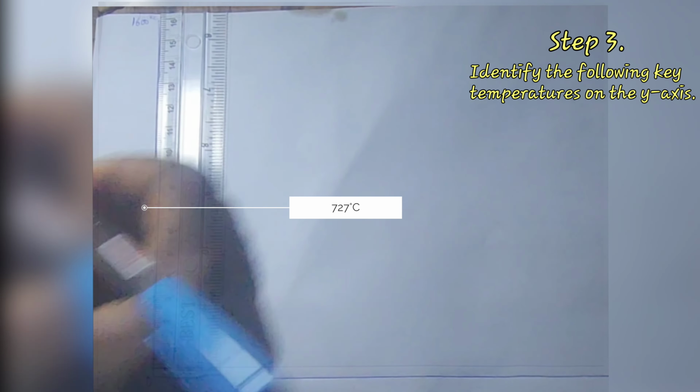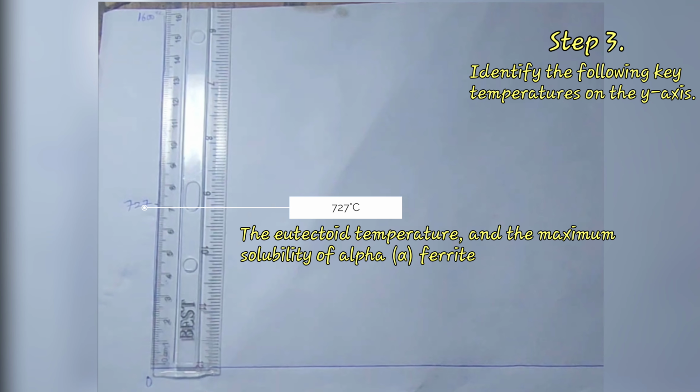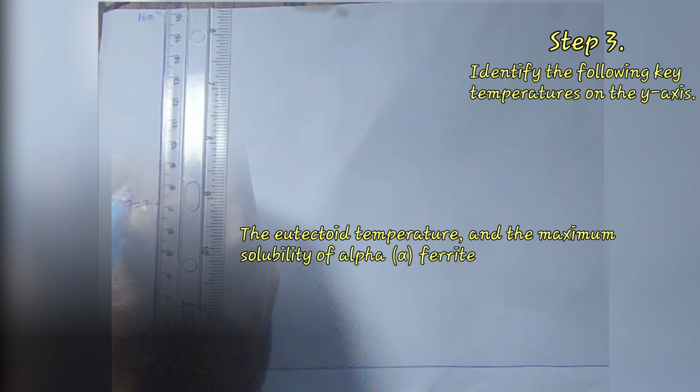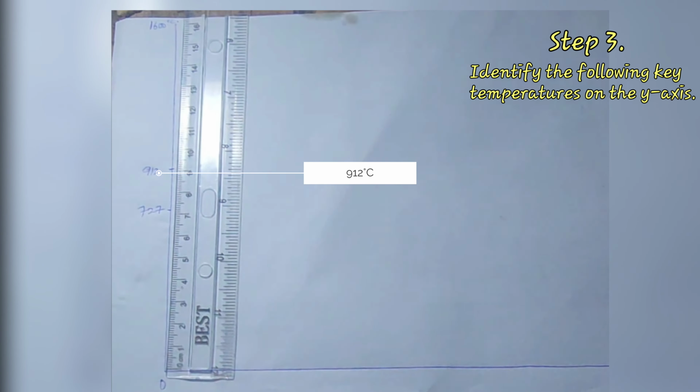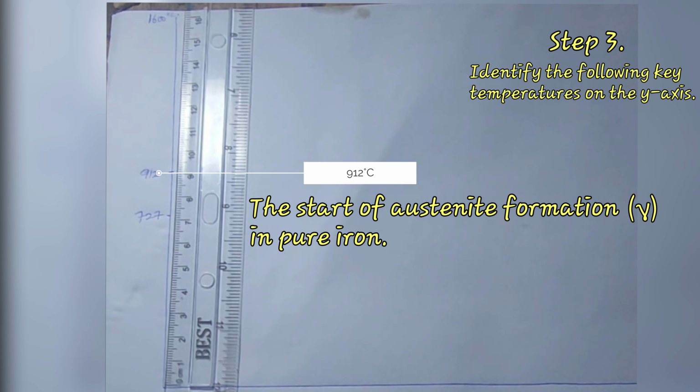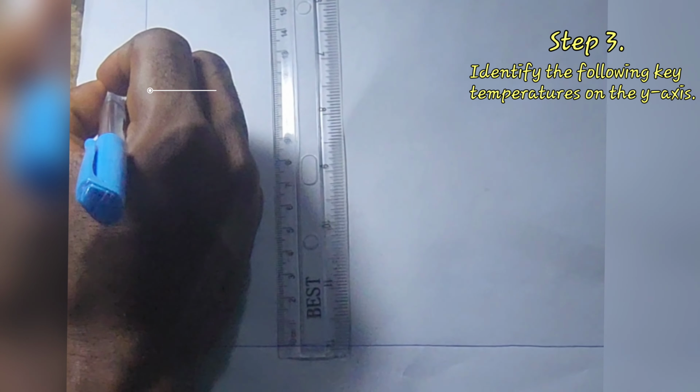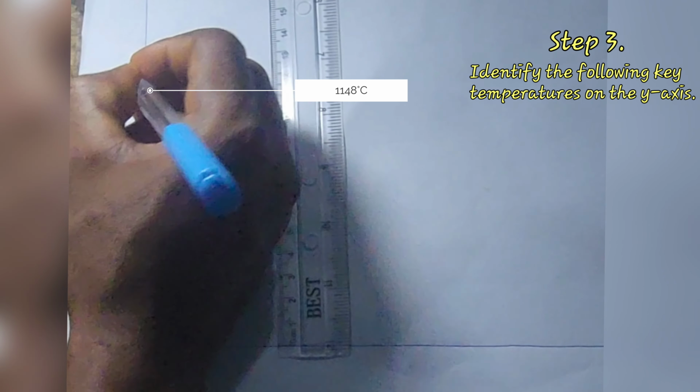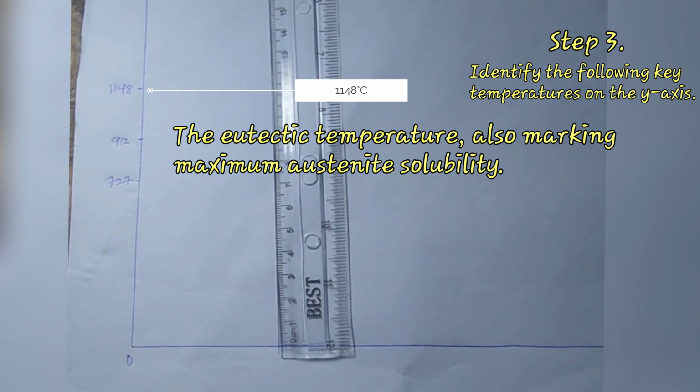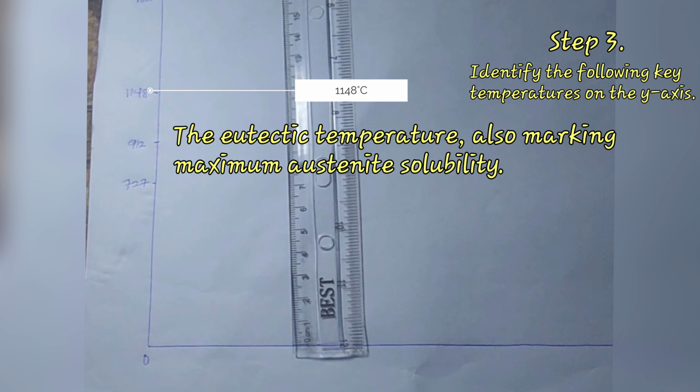727 degrees Celsius. The eutectoid temperature and the maximum solubility of alpha ferrite. 912 degrees Celsius. The start of austenite formation in pure iron. 1148 degrees Celsius. The eutectic temperature, also marking maximum austenite solubility.